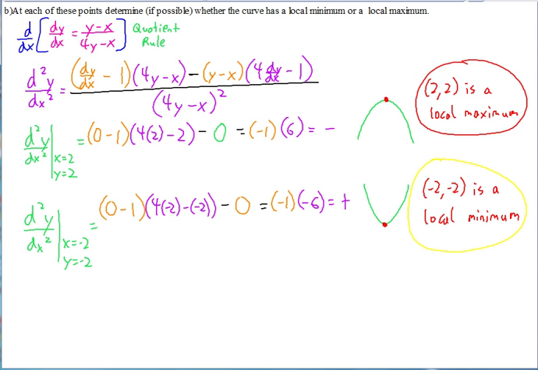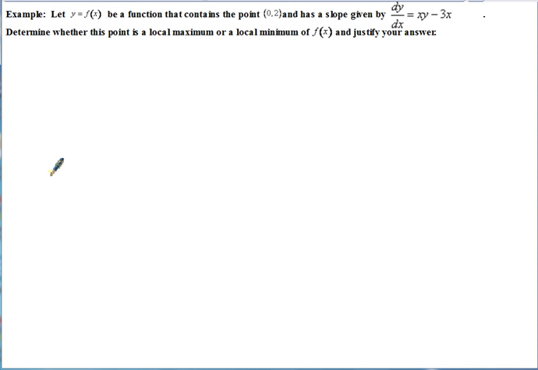Okay, let's look at another one where we need a second derivative test. Another implicit differentiation one. But this one says: let y equals f of x be a function that contains the point (0, 2) and has a slope given by dy/dx equals xy minus 3x. So here they're already giving you the first derivative. Determine whether this point is a local maximum or a local minimum and justify your answer.